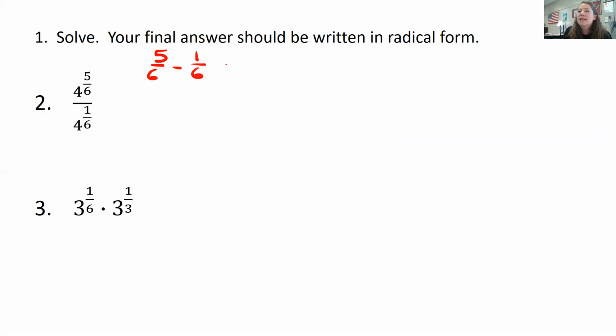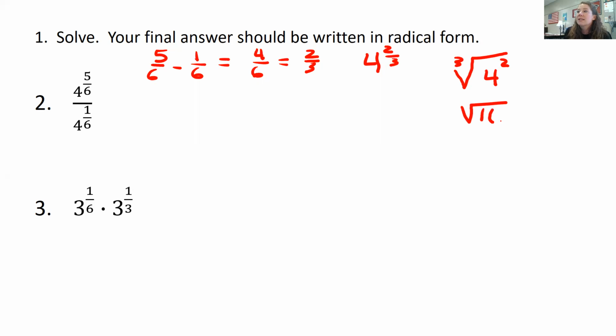So 5/6 minus 1/6 is 4/6. And 4/6 simplified is 2/3. So I'm taking 4, which is our base, to the 2/3 power. So how do I write that in radical form? Well, the 2 stays with the 4, so 4 squared. And that denominator becomes our index. So the cube root of 16. That is the answer to this problem.